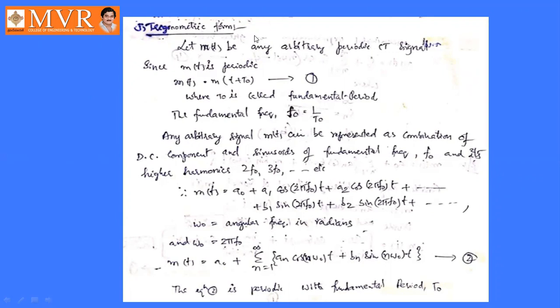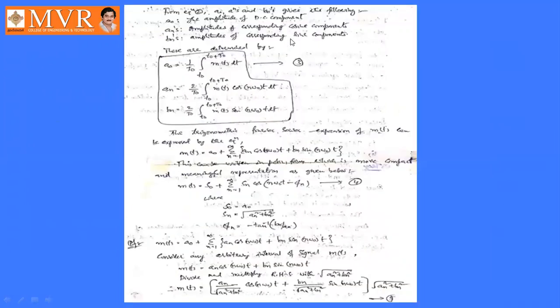So m(t) can be represented as m(t) = a0 + a1 cos 2πf0t + a2 cos 2πf0t + b1 sin 2πf0t + b2 sin 2πf0t, and so on. So we will write this as m(t) = a0 + Σ (n = 1 to ∞) [an cos nω0t + bn sin nω0t]. This is equation number 2, and from this we can write the expressions for a0, an, and bn.